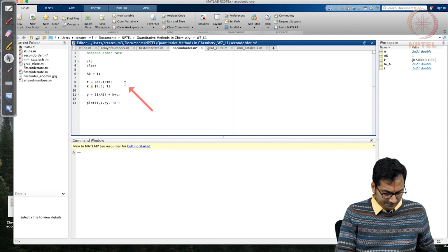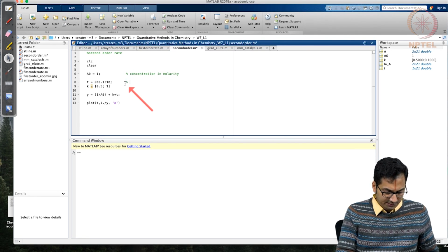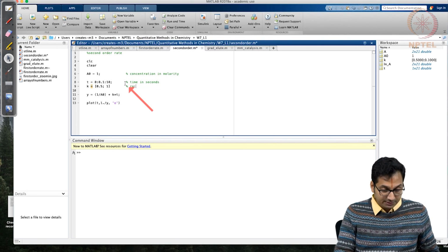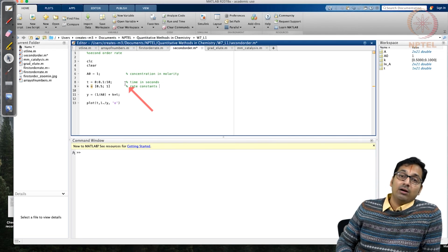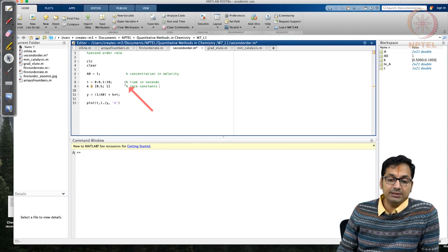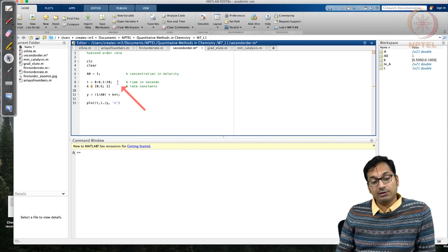Concentration, then time in seconds, and then rate constants in appropriate units. Remember, this is a second order rate constant, so therefore it is also going to have a concentration inverse that goes in. Concentration inverse, second inverse is the kind of rate constant that you are trying to look for.